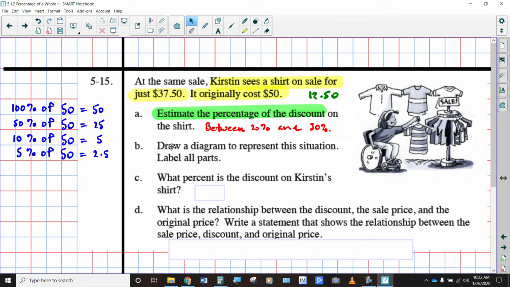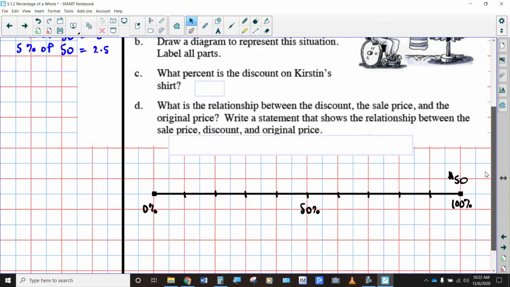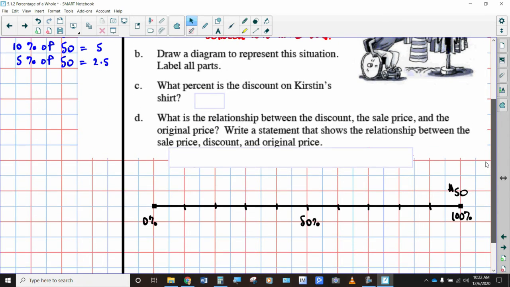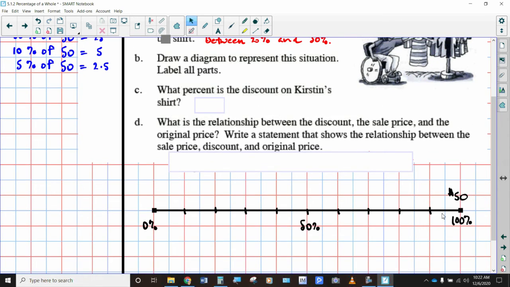Okay, so we can start by drawing a diagram to represent the situation. So here's how our diagram can look. We can break it up into 10 equal sections. I chose to break it up into 20 equal sections, making each one of these 5%, each one of these 10%. So if we know that this is 50, then 10% of 50 is going to be 5, then this should be 10, this should be 15, this should be 20, this should be 25, right?